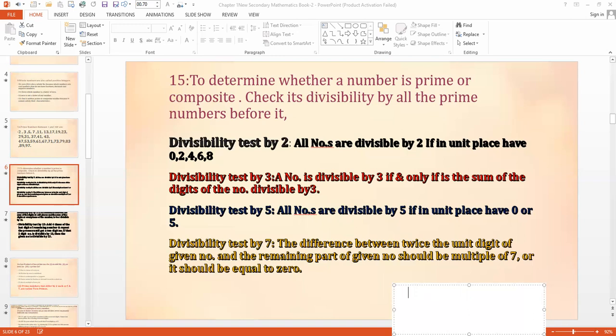Okay, I have to take one other number. Suppose I take 259. At the unit place, which number is given? 9. I have to double 9. When I add 9 plus 9, what will be my answer? 18. So when I subtract 18 from 25, what will be my answer? It is equal to 7. So tell me, is 259 divisible by 7? Yes, it is divisible by 7.